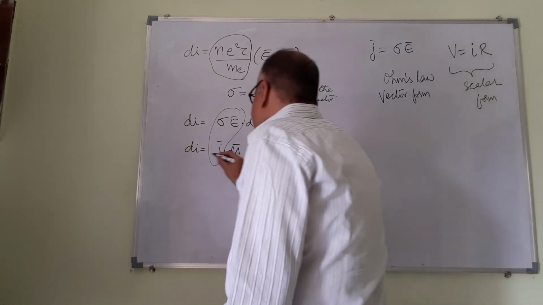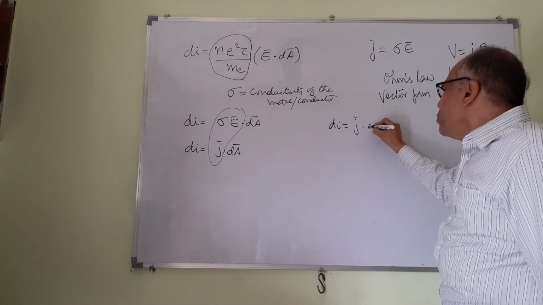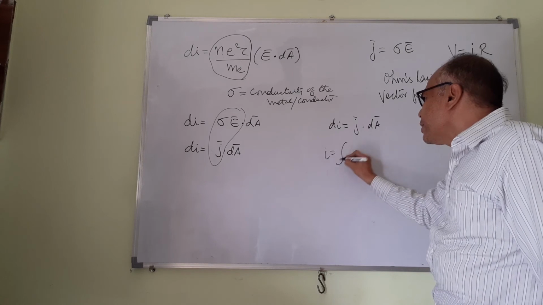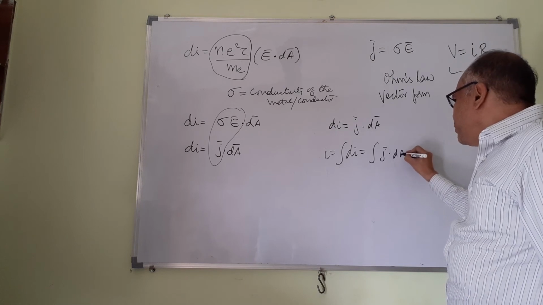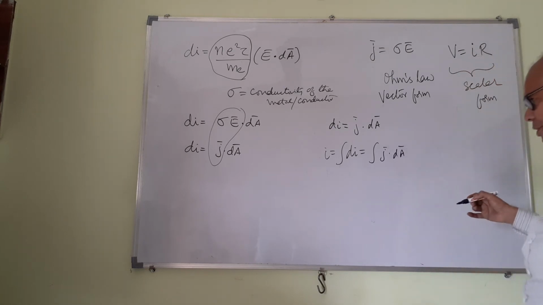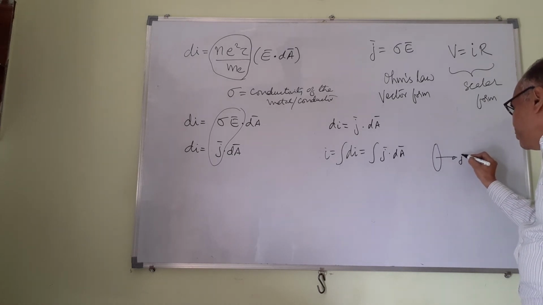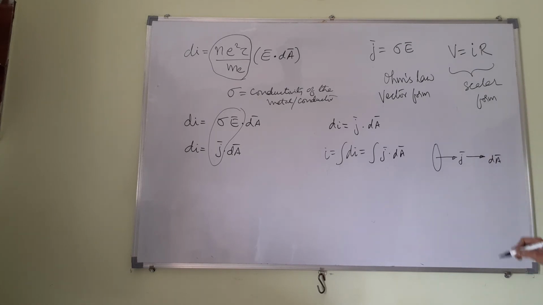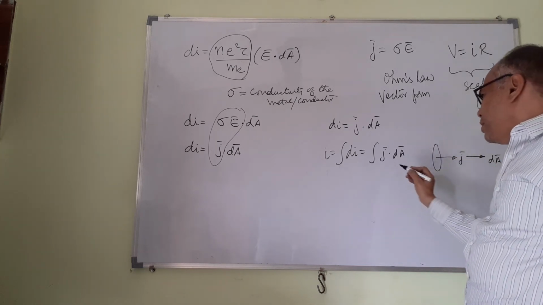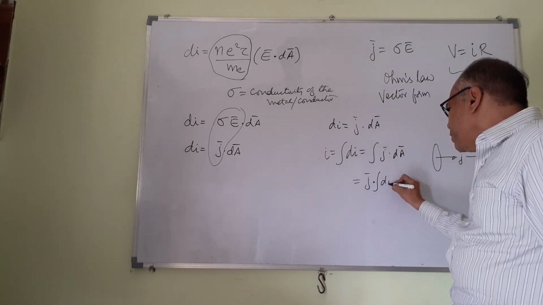See, we have got dI is equal to J dot dA. So I would be integral dI, which is integral J dot dA. Now supposing you take a simple case where the current density is constant and is also in the direction of dA. Current density is constant and in the direction of the area. Then it can come out of the integral. So you will have J dot integral dA.